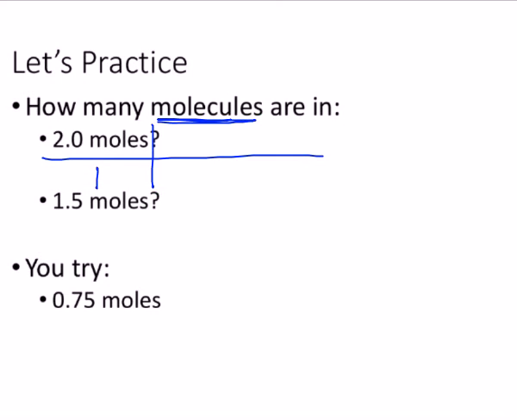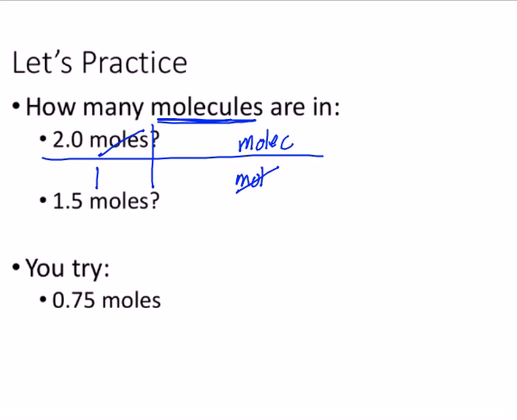Now, do I want to stay with moles? Am I trying to end with moles as my unit? No. What am I trying to end with? Molecules. So that means I need to cancel moles out. Where does it have to go to cancel out? On the bottom. Mole on the bottom. What's going to be on the top then? Molecules.